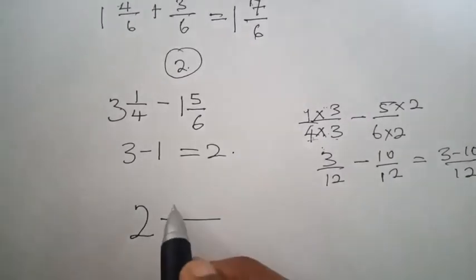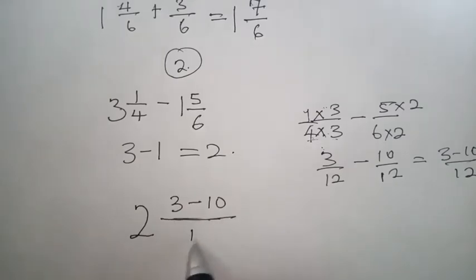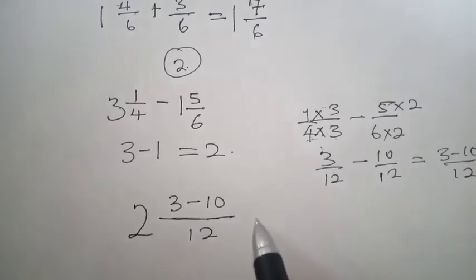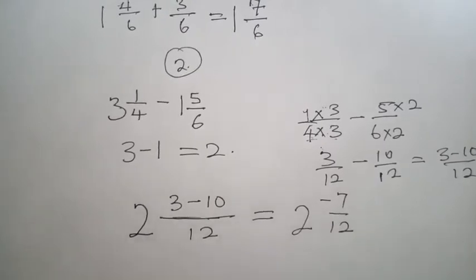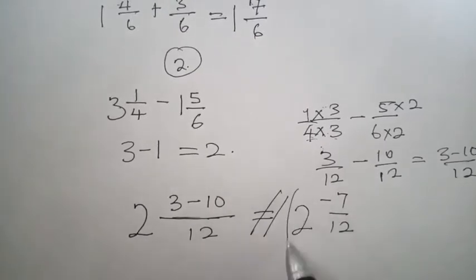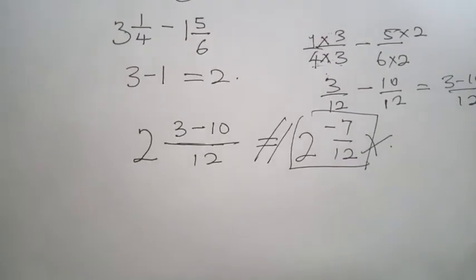So I'll go here and say 3 minus 10 all over 12. There is a problem here. Some people will say 3 minus 10 is minus 7. So are you trying to let me know you are going to write something like 2 whole number minus 7 over 12? This does not make sense. Don't go there. See what I would like you to do.